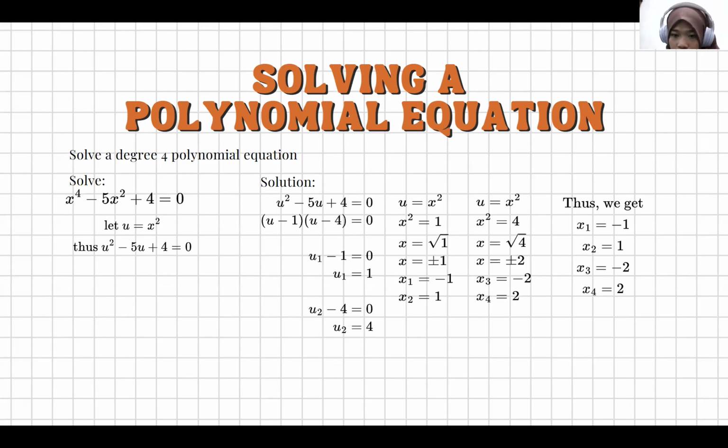Okay, so next we got u is equal to x squared. So we got x squared is equal to 4. So we got x is equal to the square root of 4. So we got x is equal to plus or minus 2. So the third root is negative 2, and the fourth root is 2. Thus we got x1 is equal to negative 1, x2 is equal to 1, x3 is equal to negative 2, and x4 is equal to 2. Next slide, please.